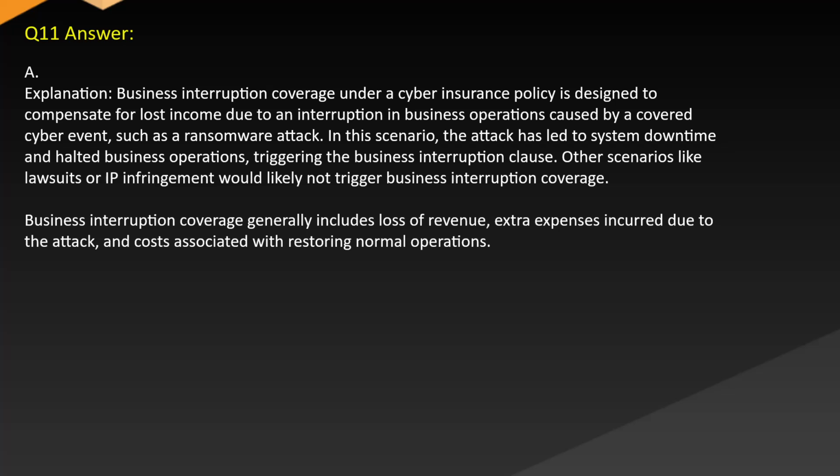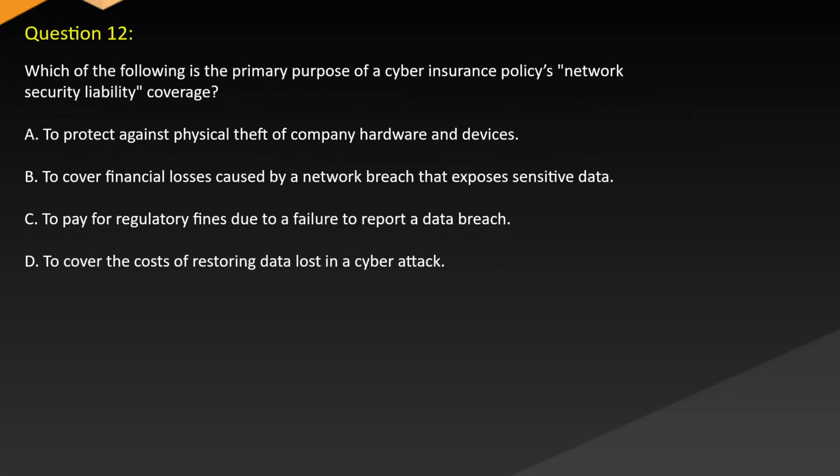Business interruption coverage generally includes loss of revenue, extra expenses incurred due to the attack, and costs associated with restoring normal operations. Question 12. Which of the following is the primary purpose of a cyber insurance policy's network security liability coverage? A. To protect against physical theft of company hardware and devices. B. To cover financial losses caused by a network breach that exposes sensitive data. C. To pay for regulatory fines due to a failure to report a data breach. D. To cover the costs of restoring data lost in a cyber attack.